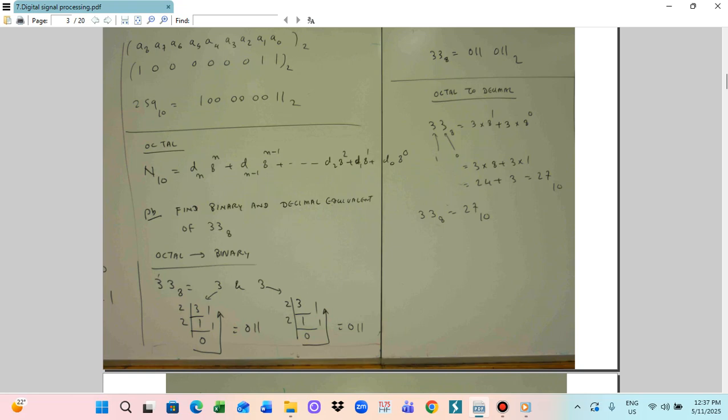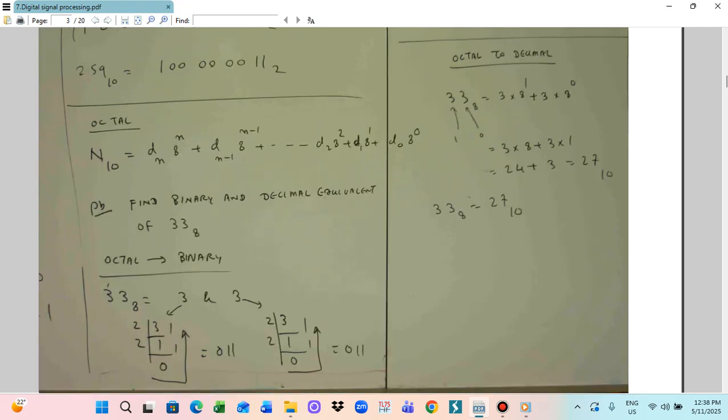And also the octal function, you can also calculate. A number in base 10 is equal to, you can calculate, d_n a^n plus d_(n-1) a^(n-1) and so on, so this becomes d2 a^2 plus d1 a plus d0 a^0. So this is a decimal number.